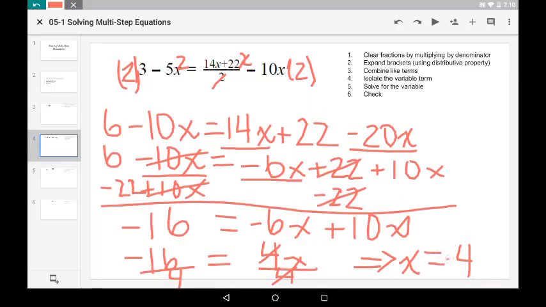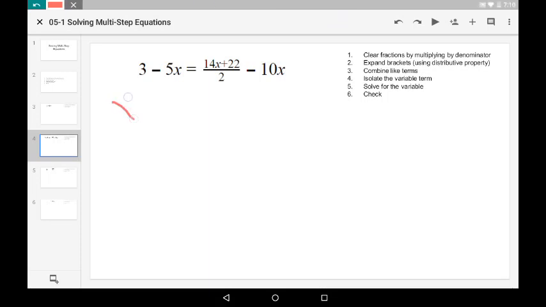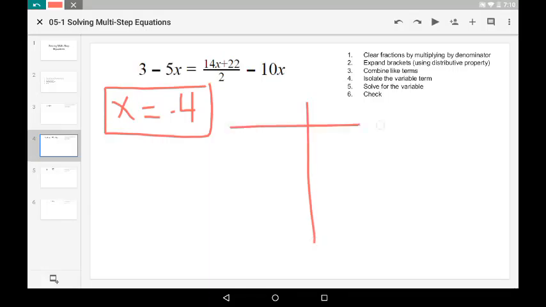Oops. Negative 16 divided by 4 is negative 4. Okay? Make sure to check this. So I'm going to erase all the writing here. So we had x equals negative 4. Sub this in.